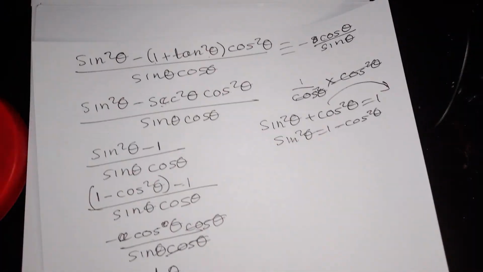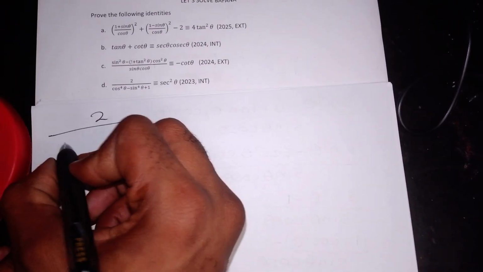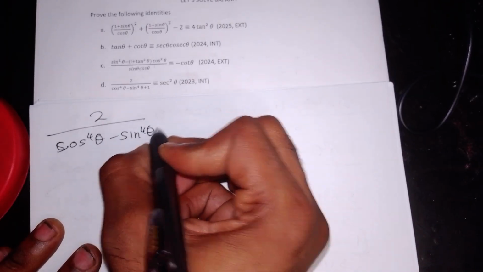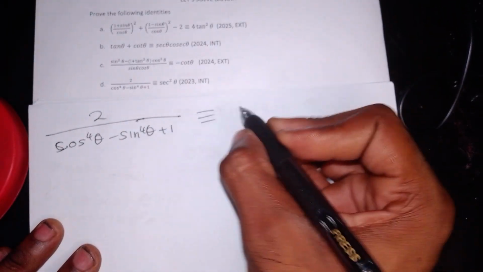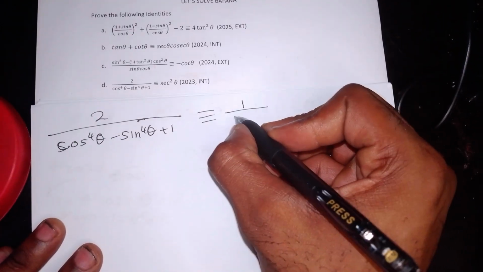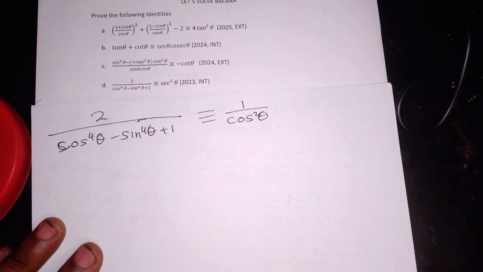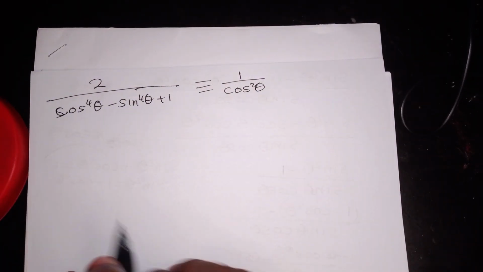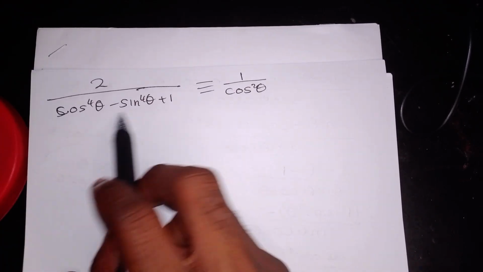So now we can proceed to the next one, which is 2023 internal, this one here. So I have 2 over cos to the 4 theta minus sine to the 4 theta plus 1, and this is equivalent to sec squared theta, which can be written as 1 over cos squared theta. So your job here is to ensure that in the denominator you have cos squared theta, but as you can see, we don't have that.